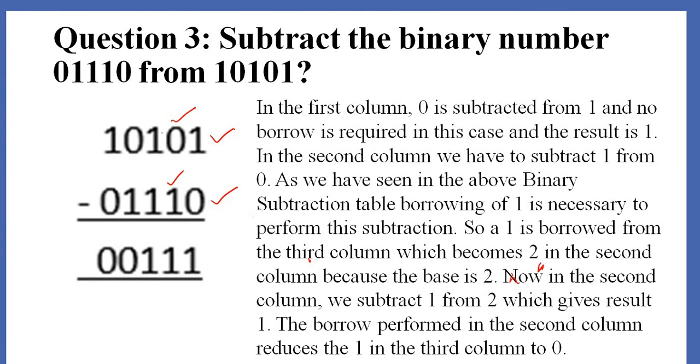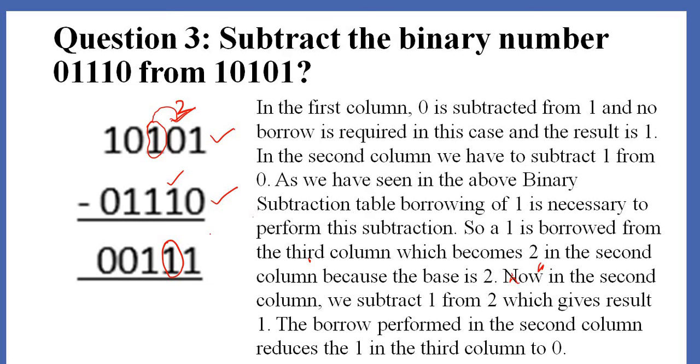So in the third column we check whether 1 is in the upper value or not. Yes, 1 is there, that means we can borrow 1 from the next left column. Okay, understood? So according to the subtraction table, borrowing of 1 is necessary to perform the subtraction. So 1 is borrowed from the third column, which becomes 2 in the second column, and we subtract 1 from 2. 2 minus 1 gives the result 1, and that is why we have written 1 here. I hope you have understood.